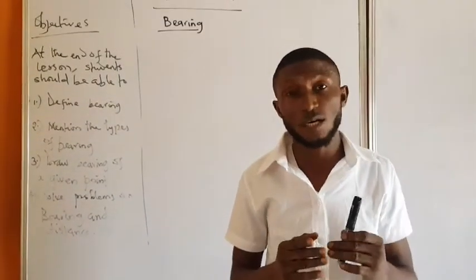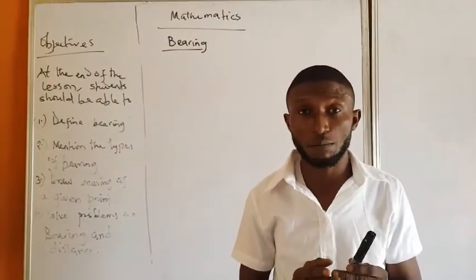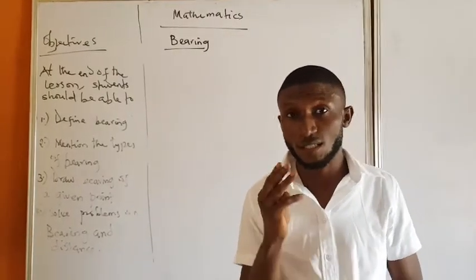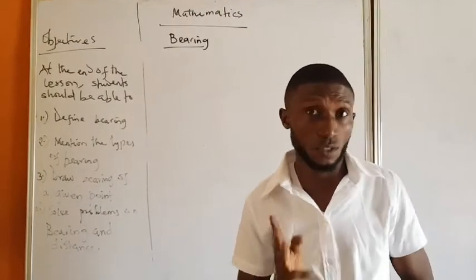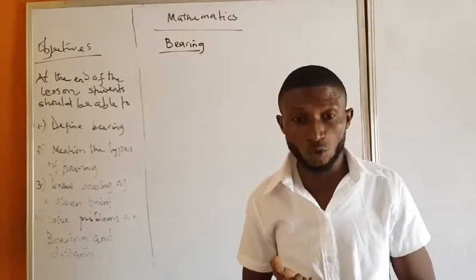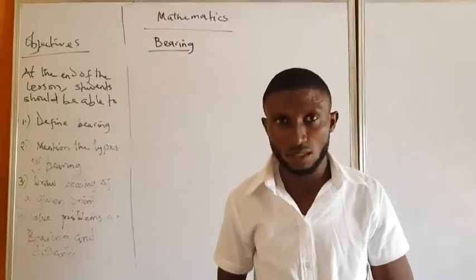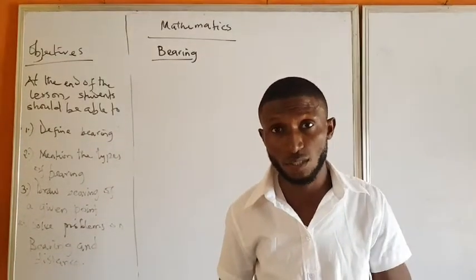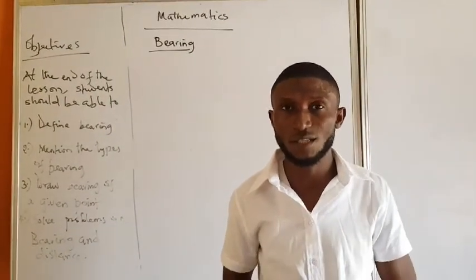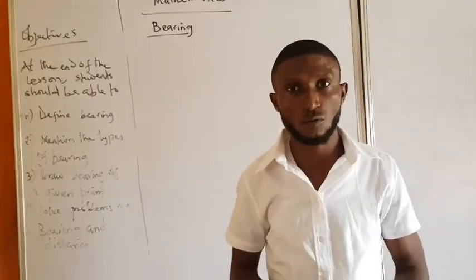So when we are using bearing to find direction, it is done in maybe 3 ways. The first one is one directional bearing. The second one is two directional bearing, while the third one is the whole circle bearing.